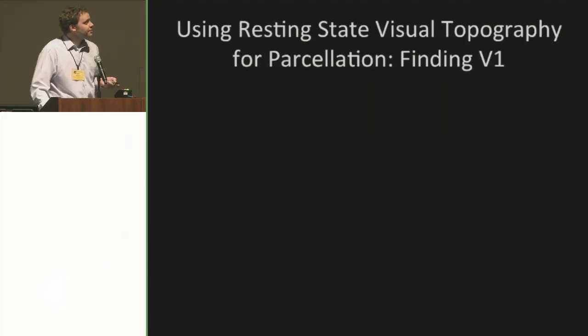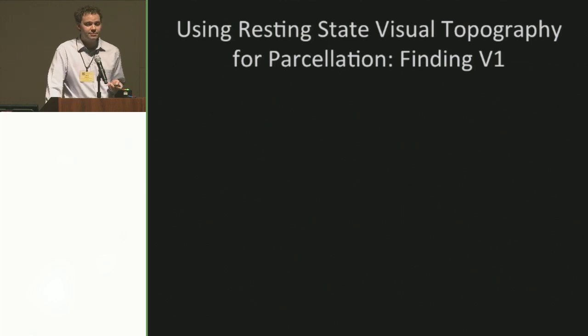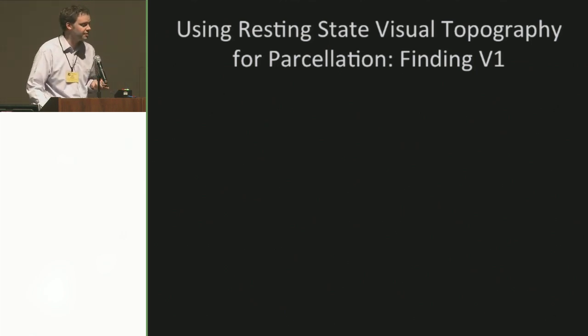So what about using resting state functional connectivity for doing visual parcellation? So first, since we don't have a task, we can't stimulate the retina here, we have to define our coordinate space in V1 instead of on the retina. So we've got to identify V1.